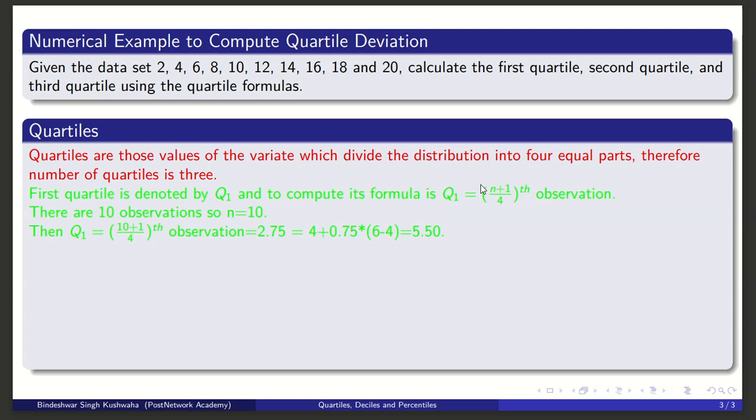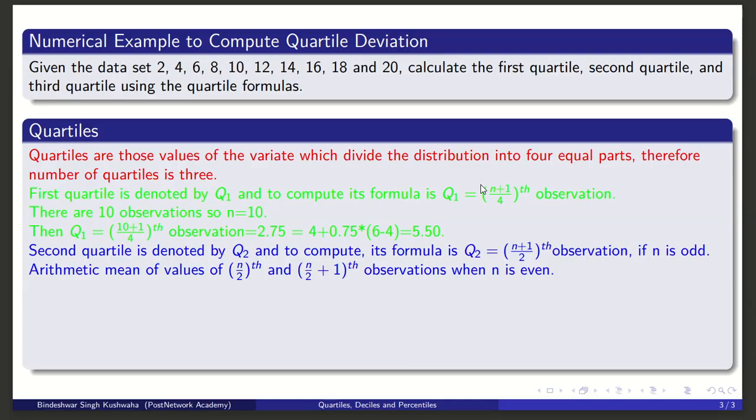4. So that would be 5.50, and you can observe from the data set that there are two values which are less than 5.5, and if you calculate the percentage, that would be 25% of observations that are less than 5.50, and if you calculate observations which are greater than 5.5, that would be 75%, because 6, 8, 10, 12, 14, 16, 18 and 20 are greater than 5.5, and less than 2 and 4.